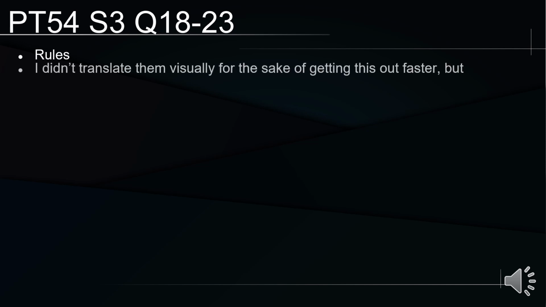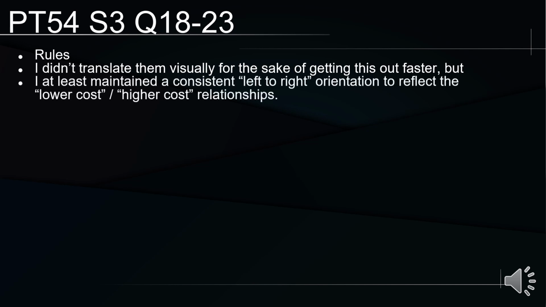Now that we've done that, let us move into the rules. I didn't translate them visually here for the sake of just getting this out faster, because having the different rules better represented visually requires a lot of editing and animation on my part, and I just didn't want to take the time to do that. I thought it was more important to get this out faster than it was to get it out prettier. But I at least maintained a consistent left to right orientation to reflect the lower cost, higher cost relationships that the rules talk about. So starting with rule number one.